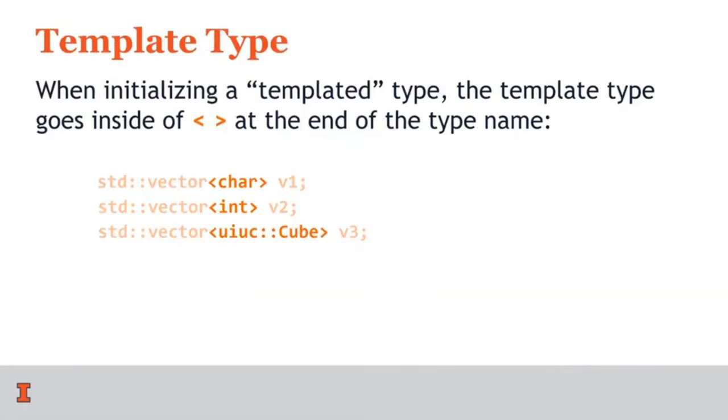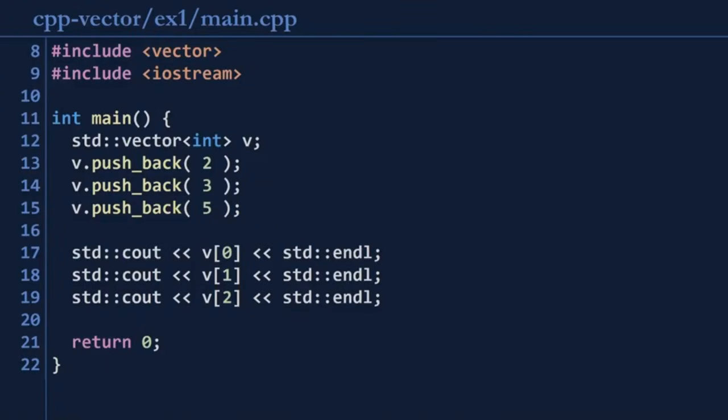As we mentioned earlier, when initializing a templated type, the template goes inside of the alligator brackets at the end of the name. So for example, the name of the object we're initializing is a standard vector, and we use these alligator brackets at the end. So this is a standard vector of characters. We can go ahead and see this in source code.